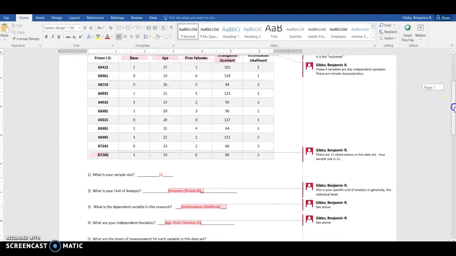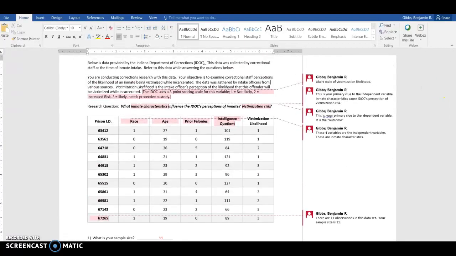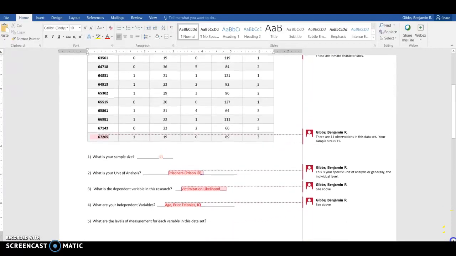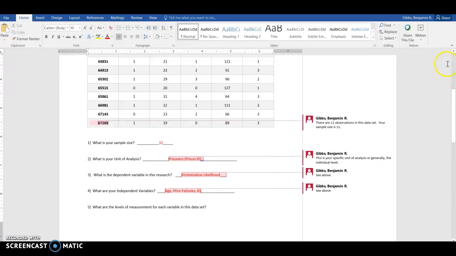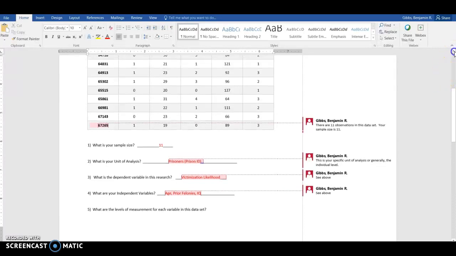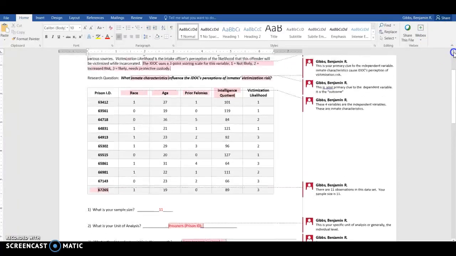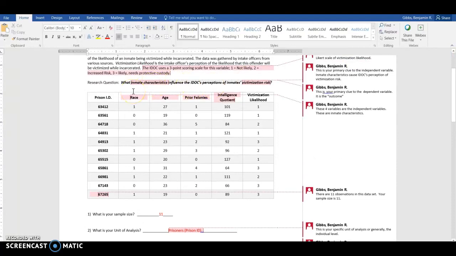So, moving through our questions, what is our sample size? Calculating our sample size is pretty simple. It is just counting the number of observations we have. With this, we have 11. 1, 2, 3, 4, 5, 6, 7, 8, 9, 10, 11. Our sample size is 11. Incidentally, based on our question up here, we know that our unit of analysis is inmate.